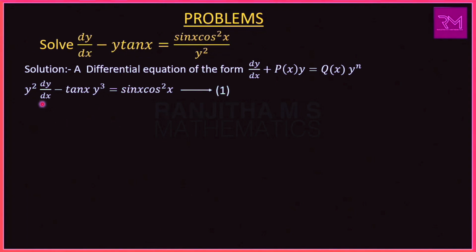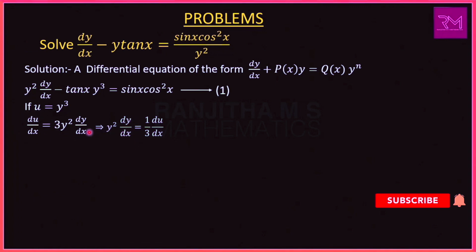Now observe carefully, this is an equation of the form x and y. We have to reduce this to an equation containing u. For that, take u equal to y cube. If we take y cube as u and differentiate with respect to x, we get du by dx equals 3y square into dy by dx. Next step, take this 3 to the left hand side, and y square into dy by dx becomes 1 by 3 into du by dx.